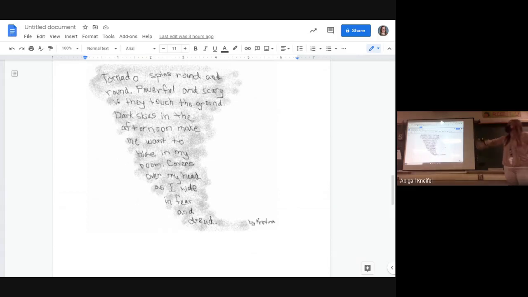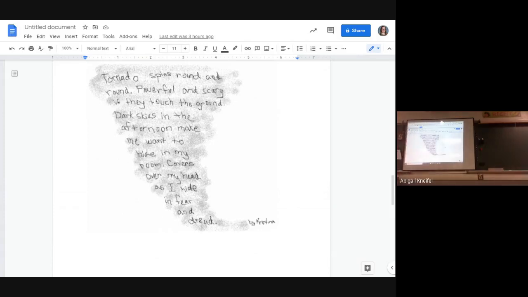But anyway, tornado spins around and around. Were there any words that rhymed for that first line? Round and around. Abigail? Touch the ground. Yeah, so we'll just say round, round, ground. All of those rhyme, right?